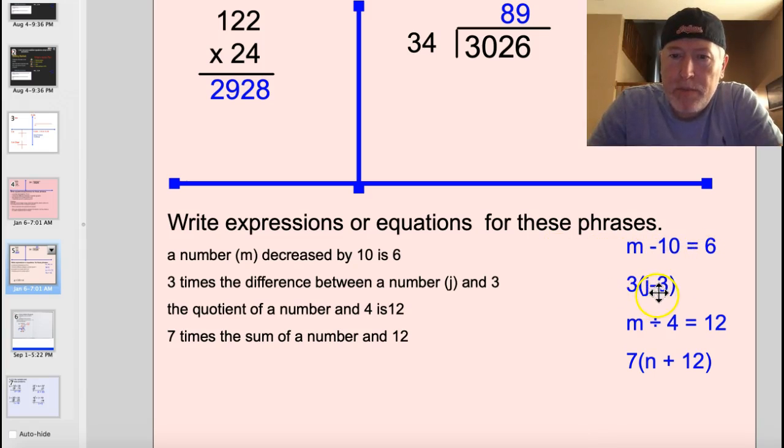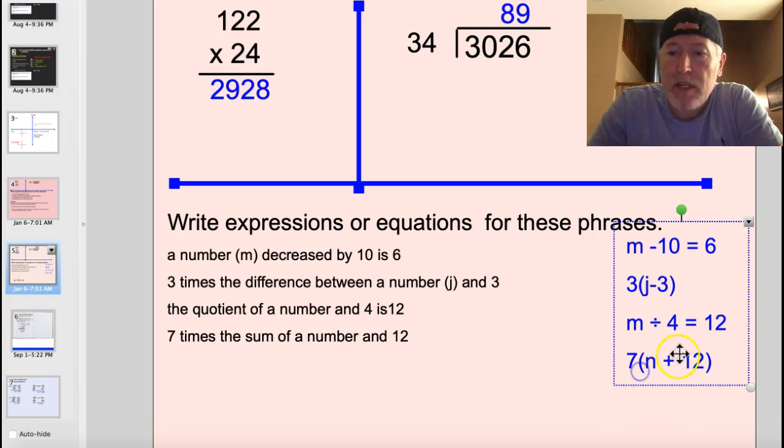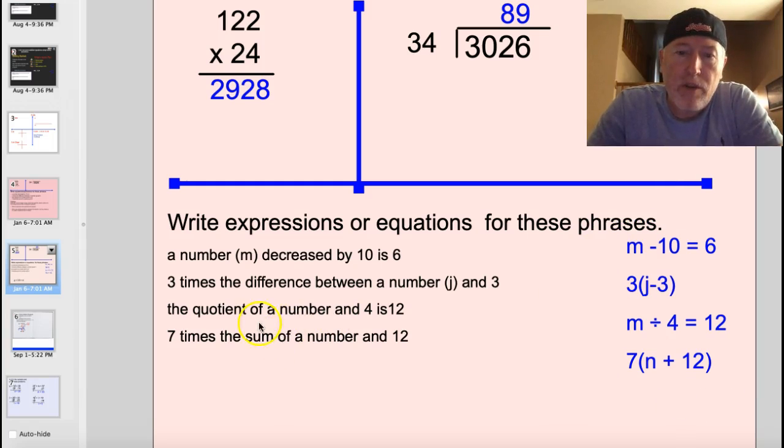3 times the difference between a number j and 3, that would be 3 parentheses j minus 3. The quotient of a number and 4 is 12, so that would be m divided by 4 like this, or we could write it as a fraction, m fraction bar 4 equals 12. 7 times the sum of a number and 12. You can hear those parentheses. Whenever you hear the word the sum or the difference, more than likely there's a new set of parentheses in there. All right, good luck watching your video.